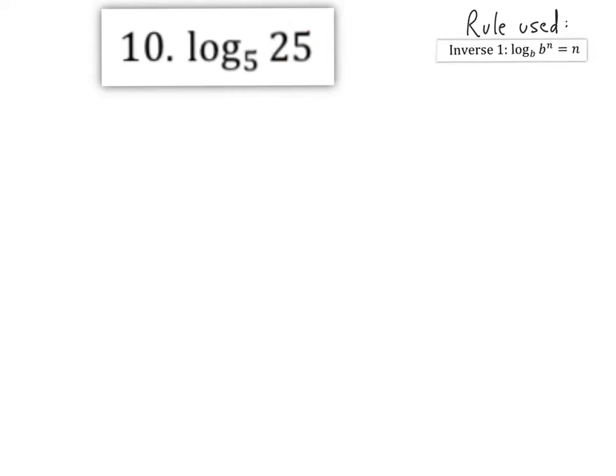Okay, so the fact that 25 is 5 squared, I'll rewrite this. We'll rewrite this as log base 5, and then we could rewrite 25 as 5 squared. And then now using this rule, the fact that this base and this base match, that means the answer is just the exponent. The exponent is 2, so the answer is 2.